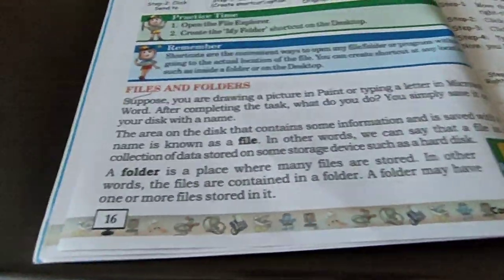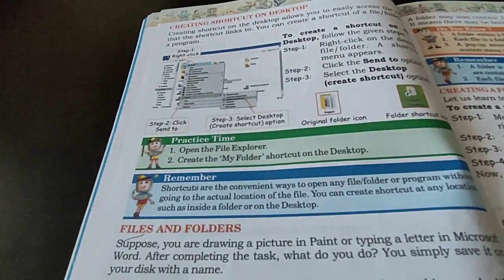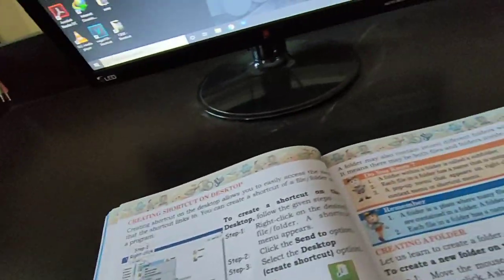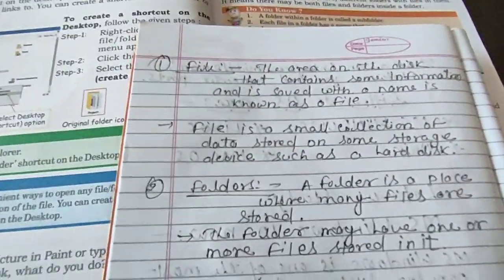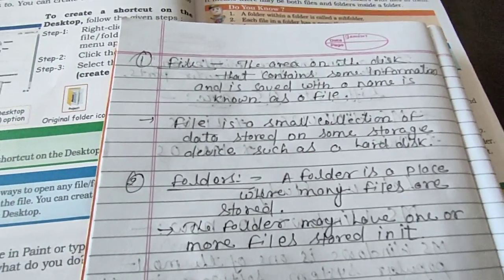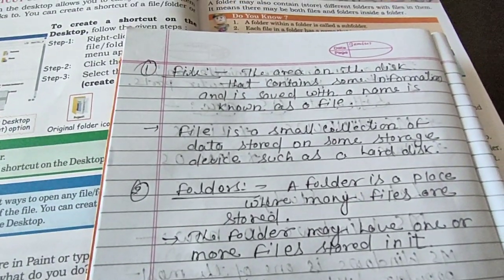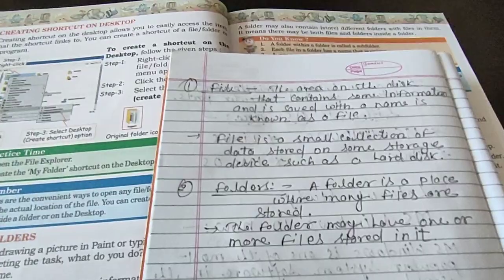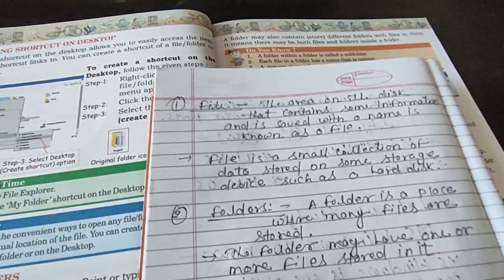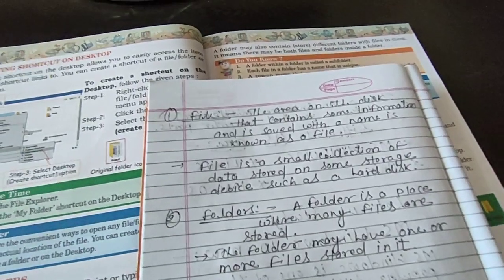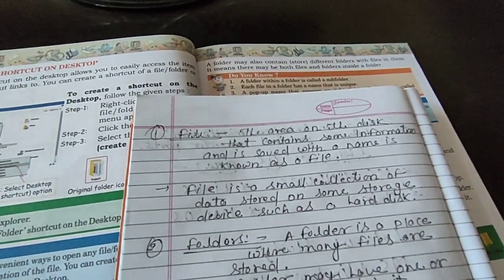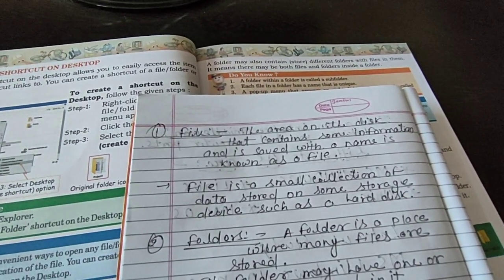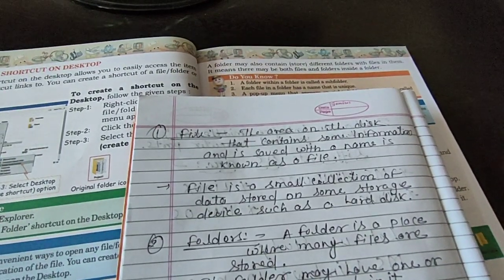Your next topic is files and folders. So what is a file and what is a folder? How do you differentiate these? File: the area on the disk that contains some information and is saved with a name is known as a file. When you do some painting and save your painting using any name, for example Mickey Mouse dot img, it is your image file.